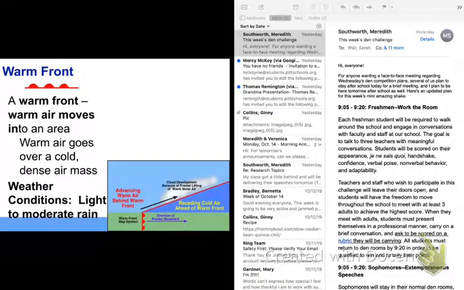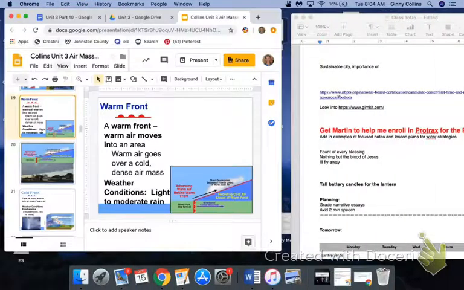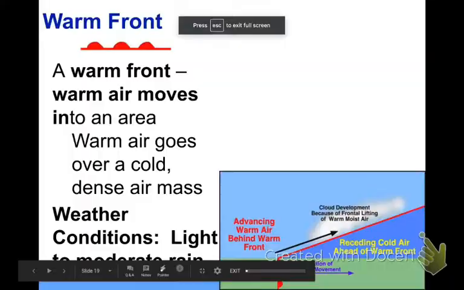I hate when my email does that. View, present. Okay. Now I'm going to move on.